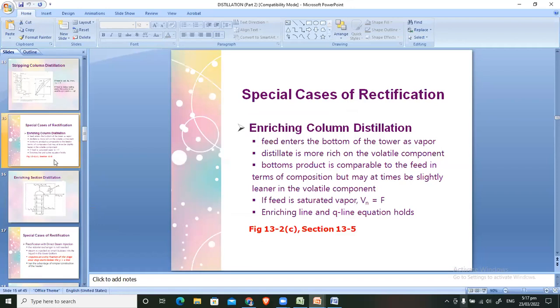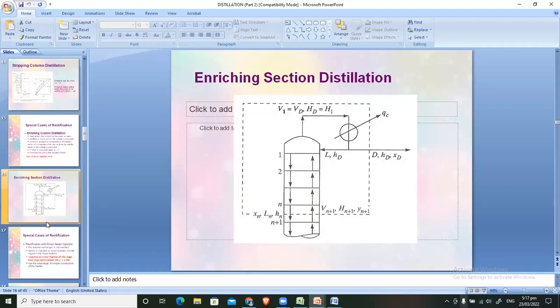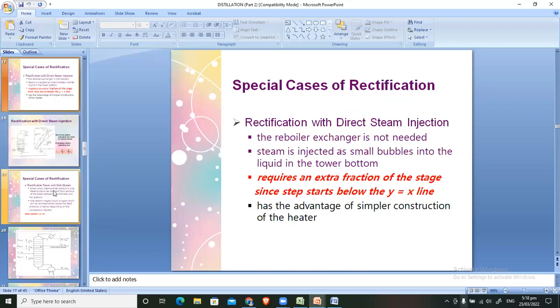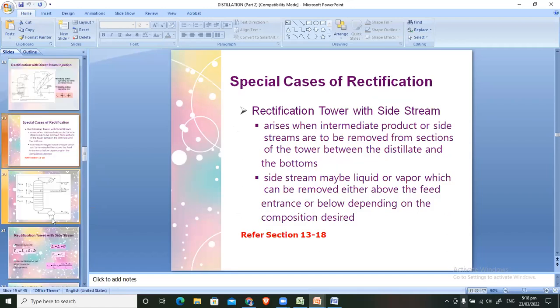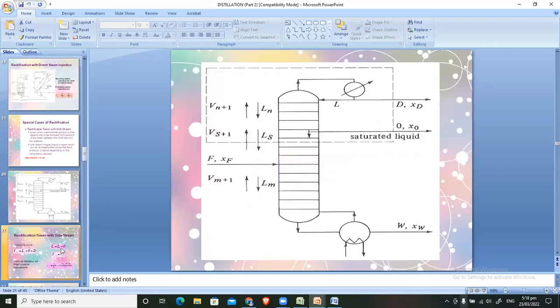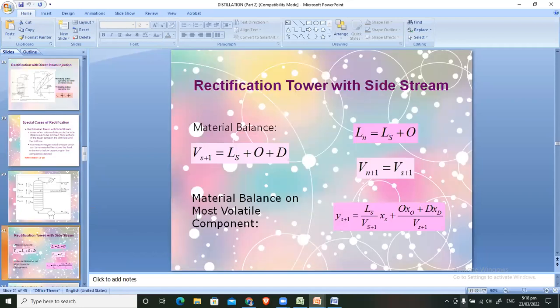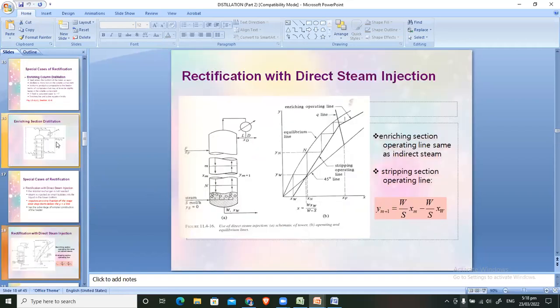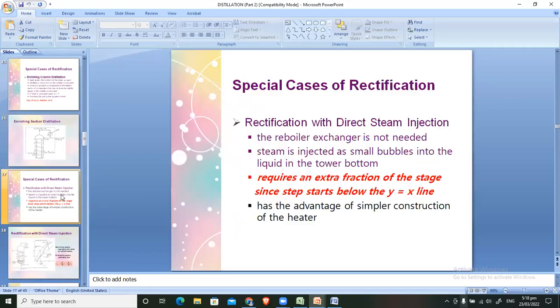We have here enriching column distillation. We have stripping column distillation actually also. Rectification with direct steam injection. This is actually our slide last year as well. And this is the rectification with side stream. You don't only have the distillate.